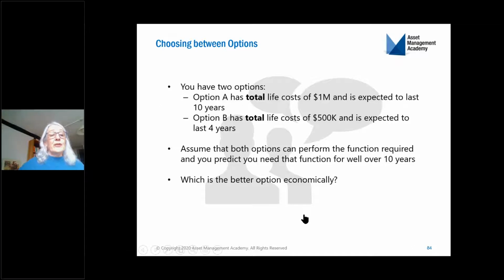Now, of course, I'm going to cheat a little bit. If you can think of anything that should be included, I've already included it. So considering absolutely everything about costs and risks now into the future, which is the better option if I'm going to need this function well into the future? And it turns out that this is quite easy to work out.